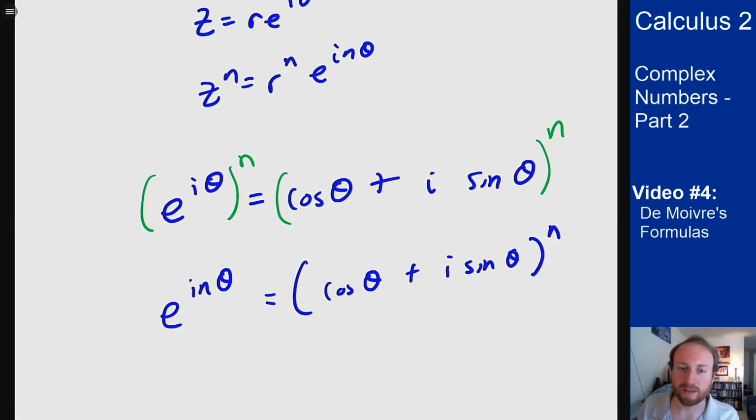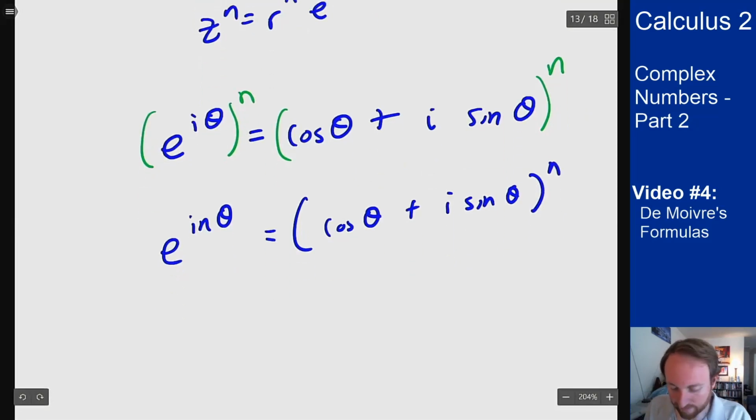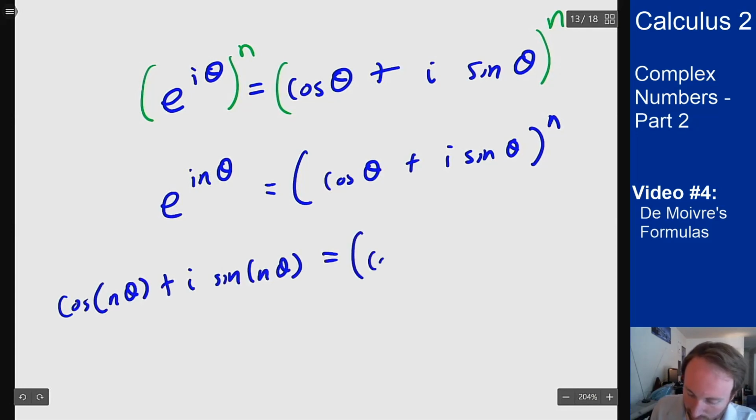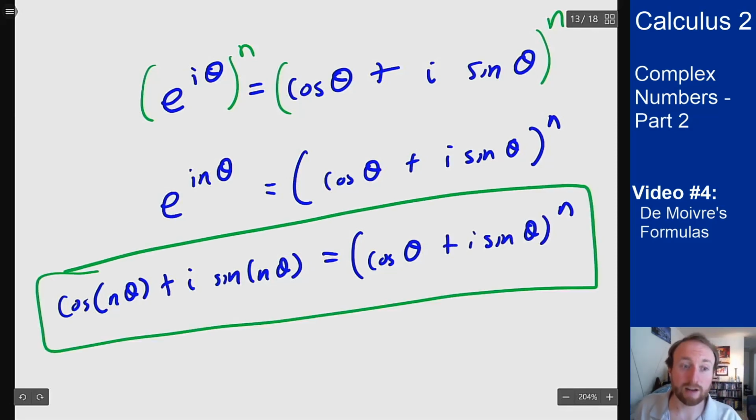Now, I can rewrite the left-hand side here in terms of sine and cosine again. But this time, I get cosine of n theta plus i sine of n theta equals cosine theta plus i sine theta to the n. And this here is the key point. I now have a way to write cosine or sine of a multiple of an angle in terms of powers of normal sine and cosine of angles. And that can be super helpful when trying to evaluate complicated angles that you wouldn't know how to evaluate otherwise.